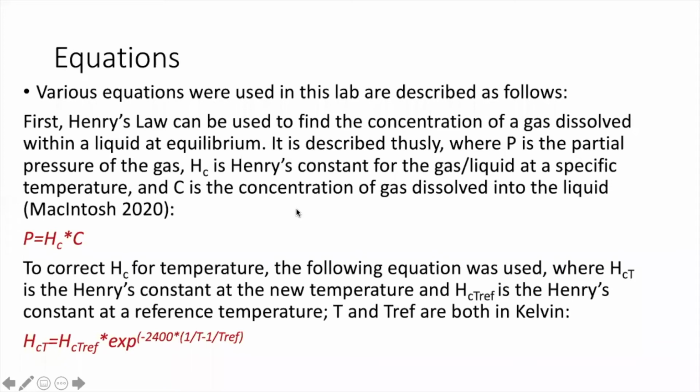Various equations were used throughout this lab and are described as follows. First, Henry's law can be used to find the concentration of a gas dissolved within a liquid at equilibrium. It is described where P is the partial pressure of the gas, Hc is Henry's constant for the gas and liquid at a specific temperature, and C is the concentration of gas dissolved into the liquid. To correct Hc for temperature, the following equation was used, where Hct is the Henry's constant at the new temperature, and Hct reference is the Henry's constant at a reference temperature. T and T reference are both in Kelvin.